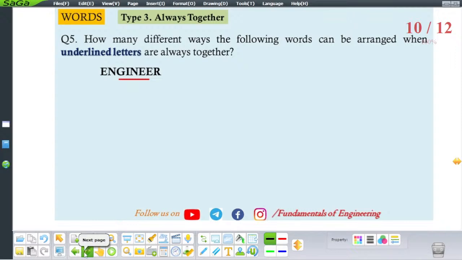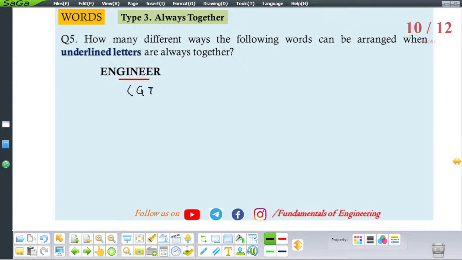The next type: in other words, underlined letters are always together. These types of rare problems you will get in the exams. First they give the marked or underlined letters and we have to keep those underlined letters together. Now here they have underlined GINEE. So we are not focusing on the consonants and vowels. Just you have to see which are the underlined letters.